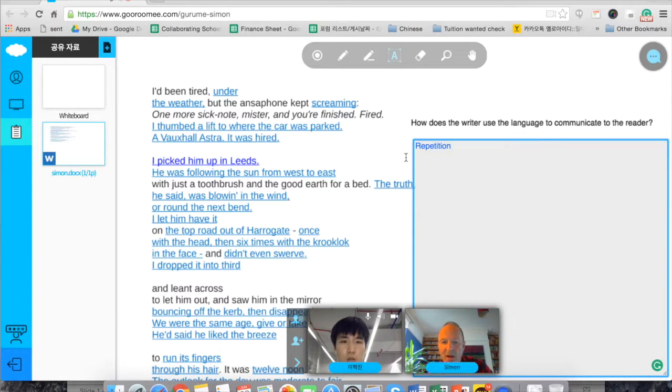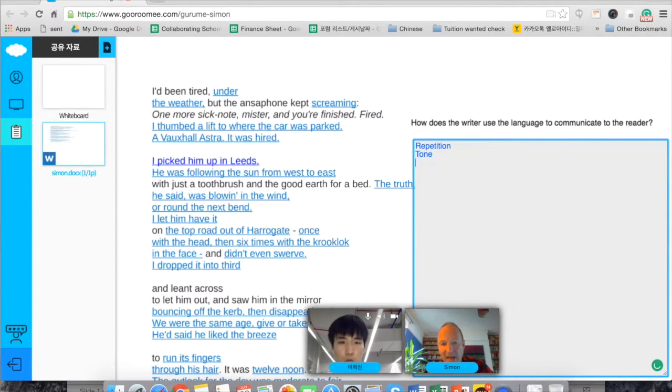Okay. The T is for tone. What is the tone of the poem? Is it angry? Is it sad? Is it quite exciting? Or does the tone change throughout the poem?